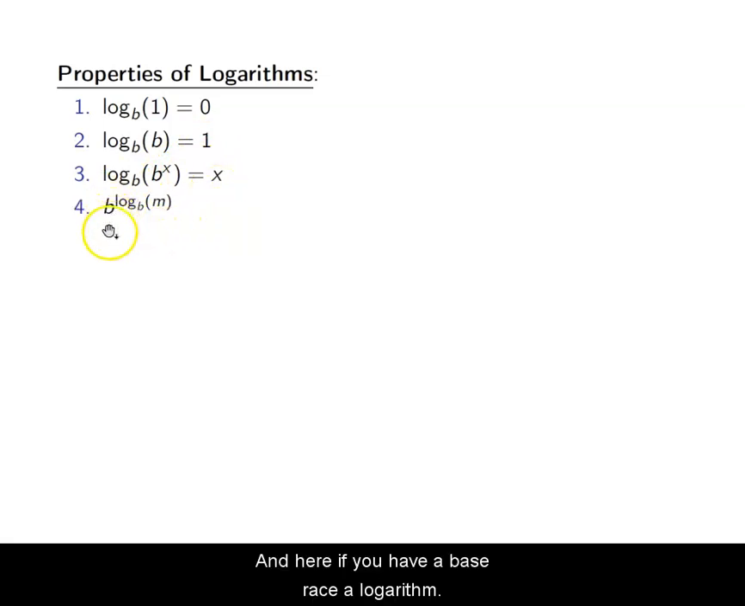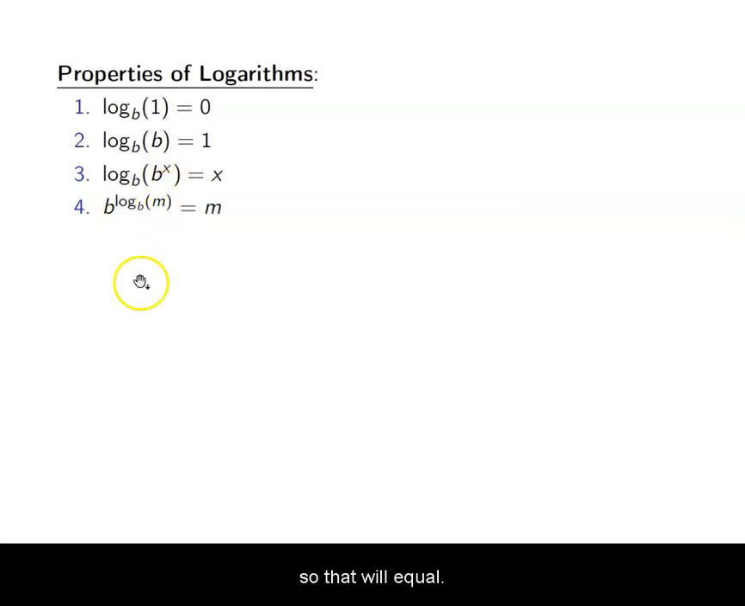And here, if you have a base raised to a logarithm with itself as the base, it basically cancels everything out, and all you're left with is the interior value of the logarithm. So that will equal m.